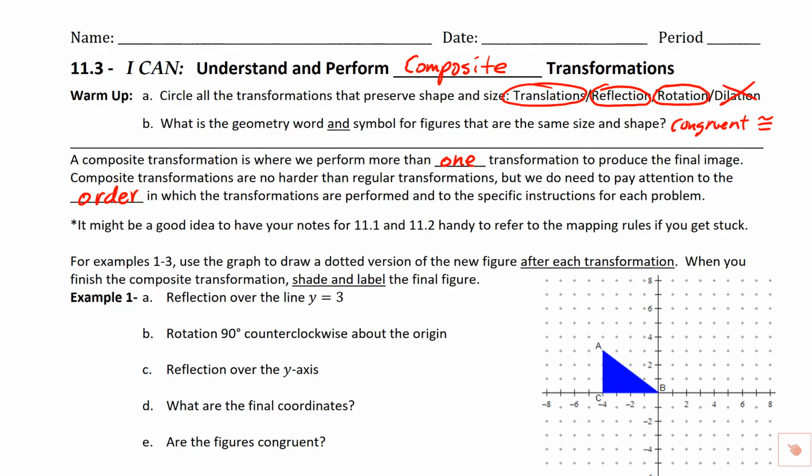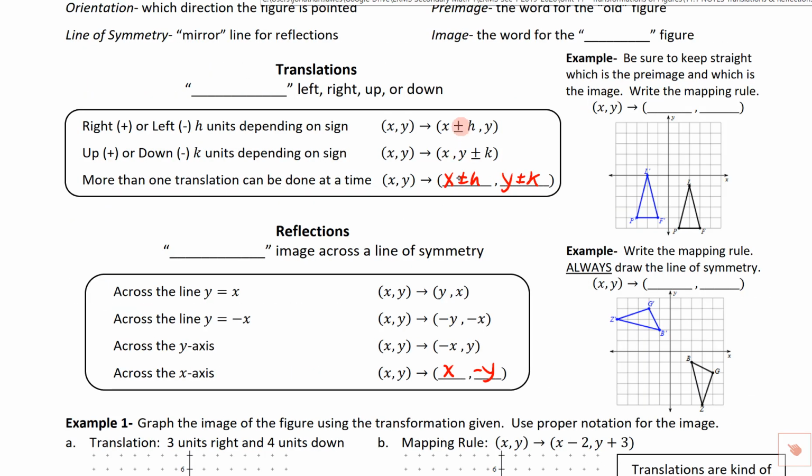So again, this is 11.1. The translations, those are pretty easy. We're either just adding or subtracting something. Reflections, a little tougher to keep straight. Remember, reflect across the line y equals x, we switch the x and y. Across the line y equals negative x, then we switch them and we change their sign. And across the y-axis, remember, it's the x-coordinate that changes sign. The y stays in the same place, but the x-coordinate changes sign. And then by the same reasoning, if we're reflecting across the x-axis, then it's the y-coordinate that changes sign.